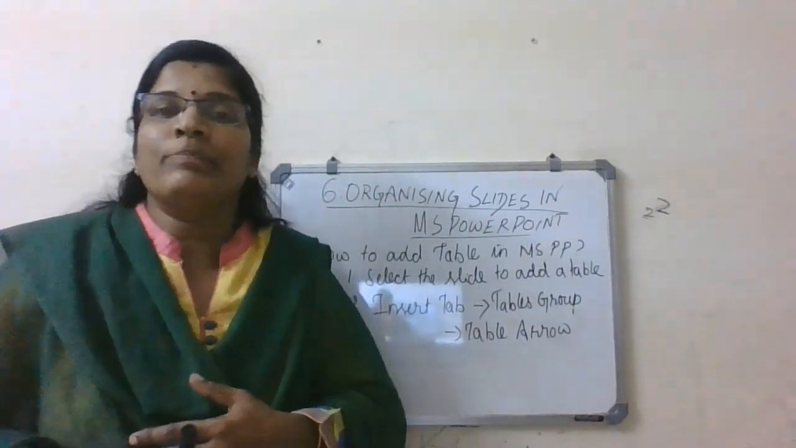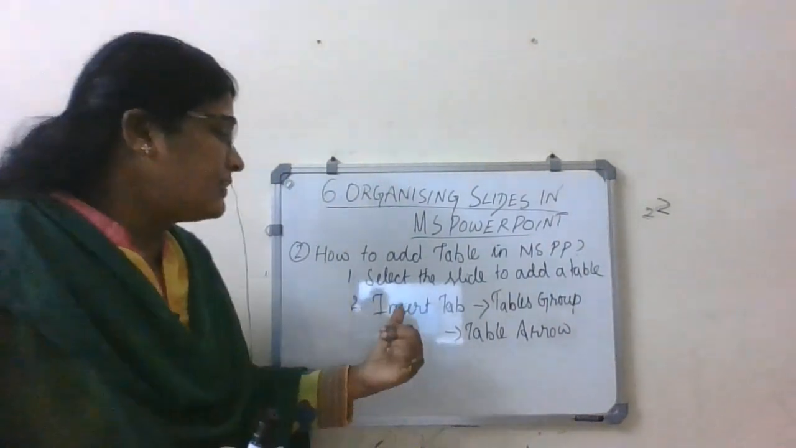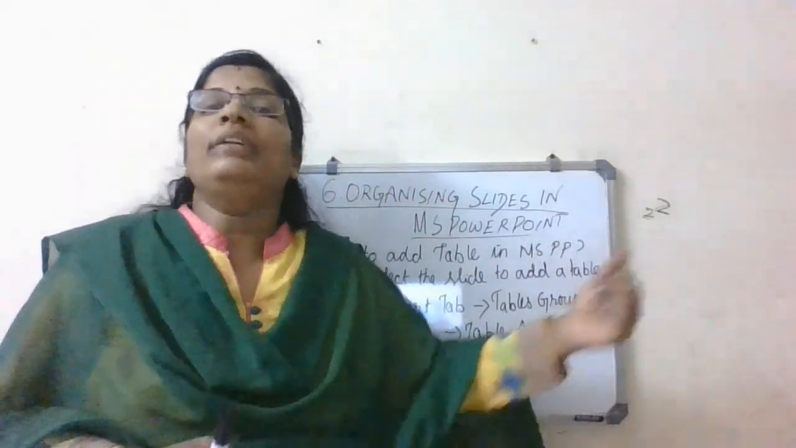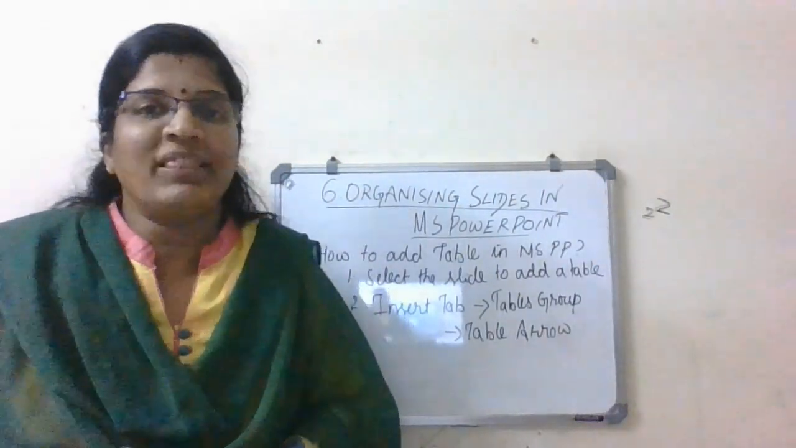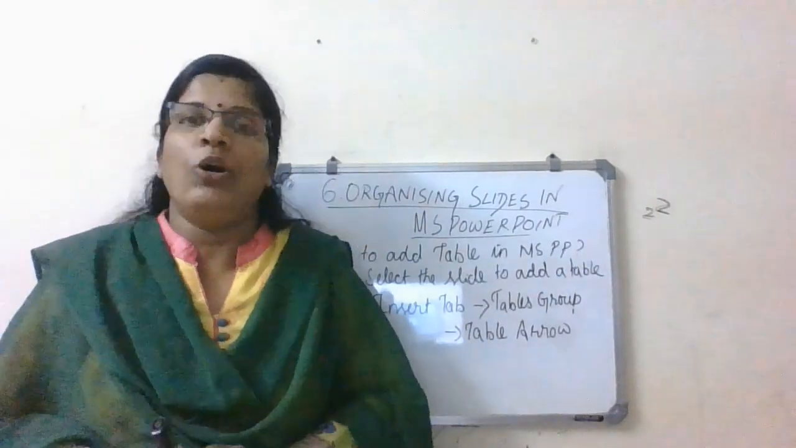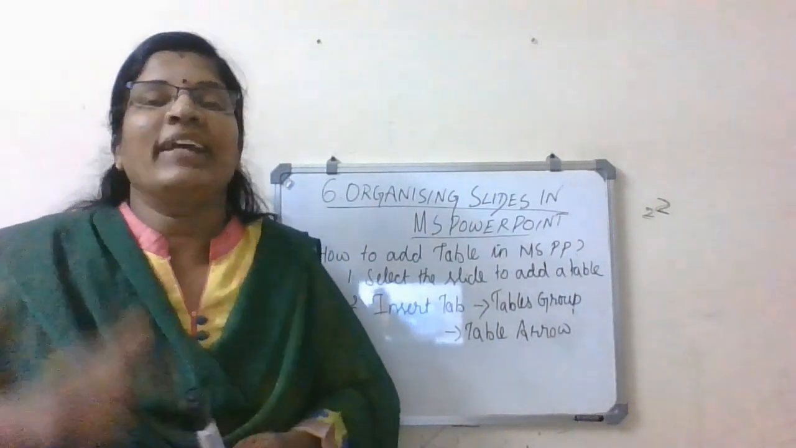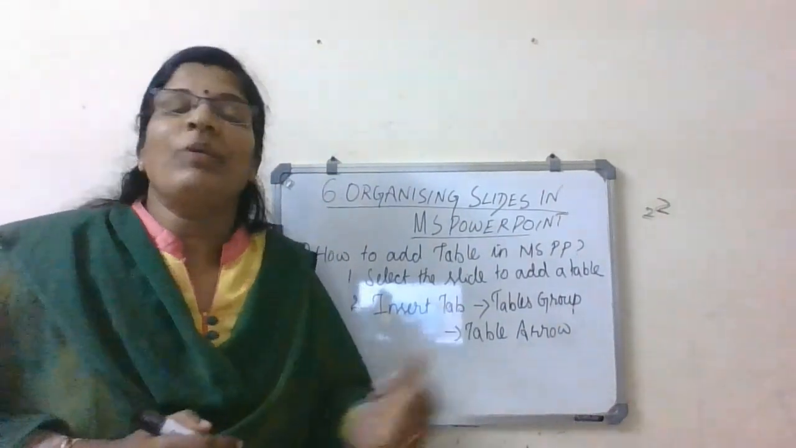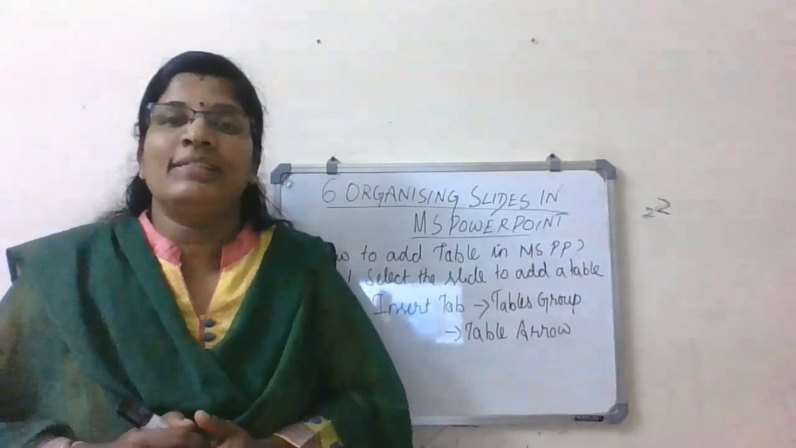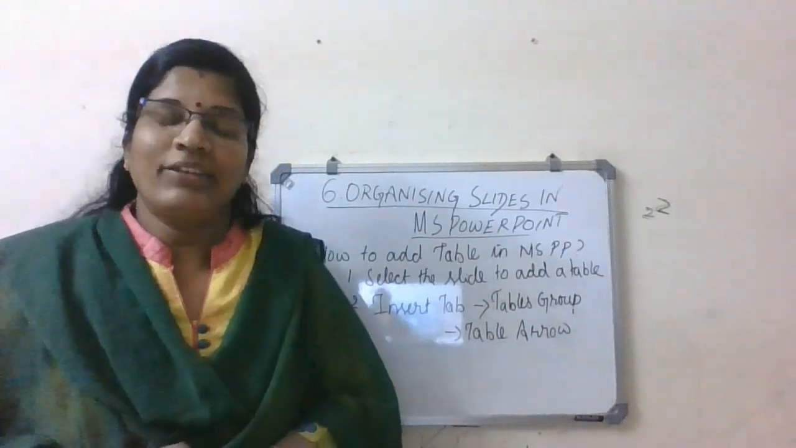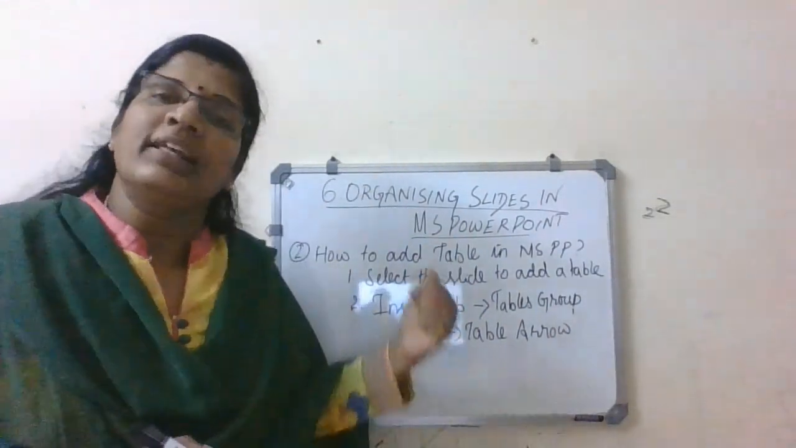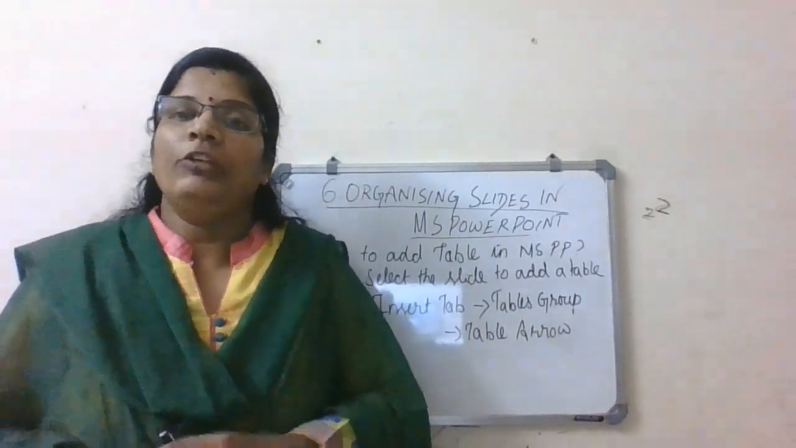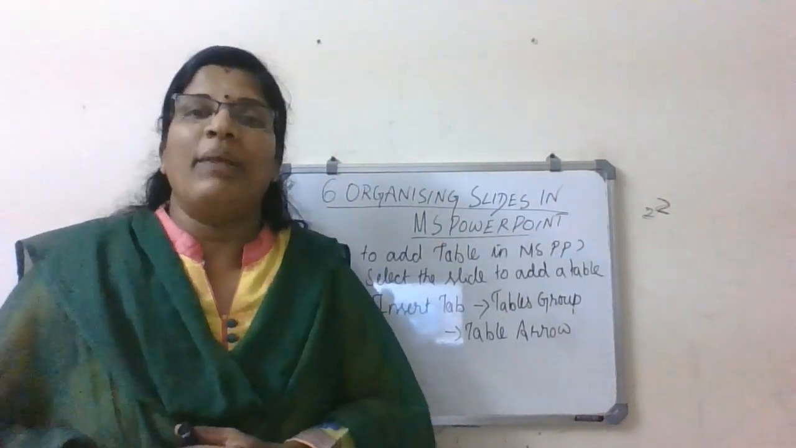Even if you don't want this method, the third option is Insert tab, Tables group, Table arrow, Draw Table option. When you click, you will get a pencil. You can draw a table as you like. So this is the way we add table to MS PowerPoint. Those who have written answer, any one method, it's enough. So give 2 marks. If you have written partially correct, then give 1 mark.